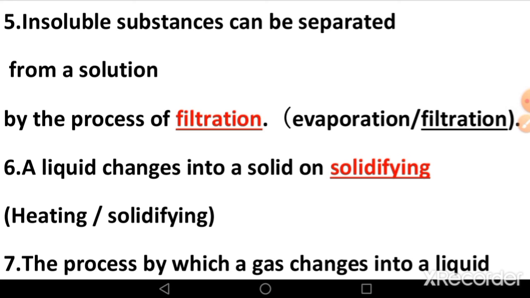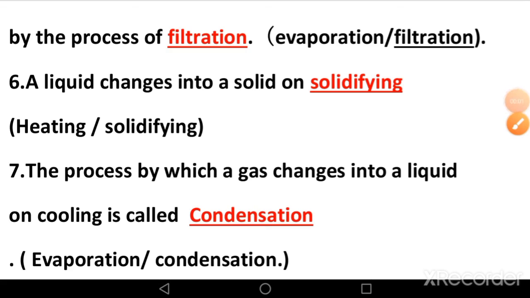Next, LIQUID, CHANGES, INTO, SOLID, ON, and the answer SOLIDIFYING. In the bracket, HEATING and solidifying.